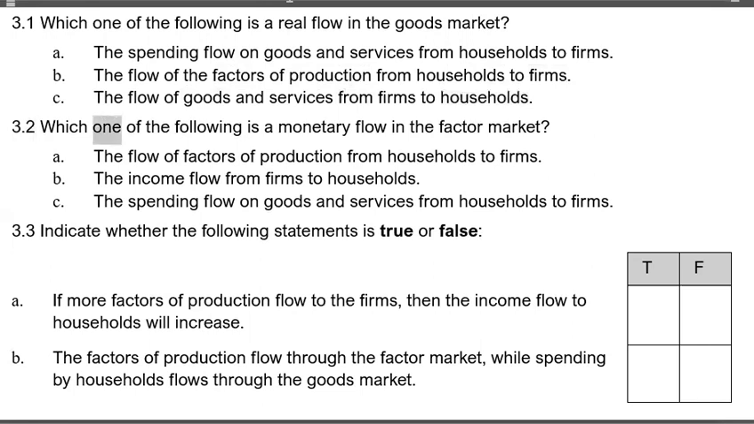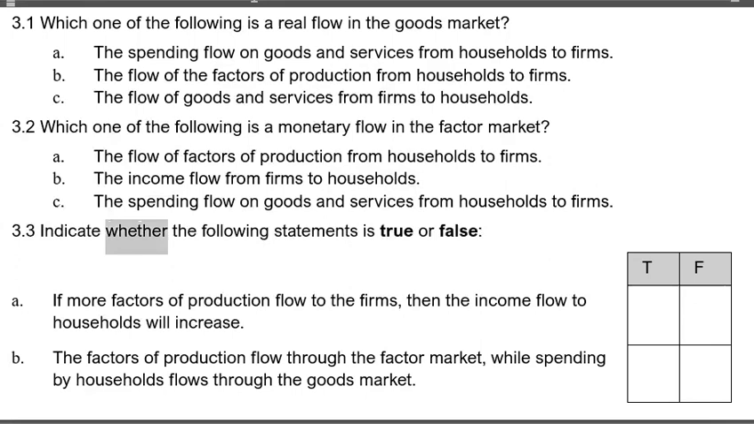3.2 Which one of the following is a monetary flow in the factor market? The flow of factors of production from households to firms. The income flow from firms to households. The spending flow on goods and services from households to firms.